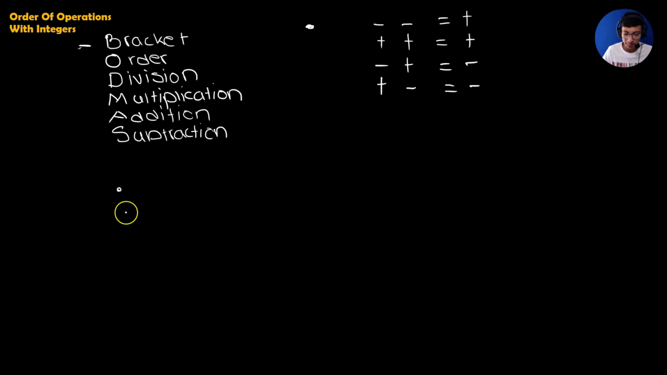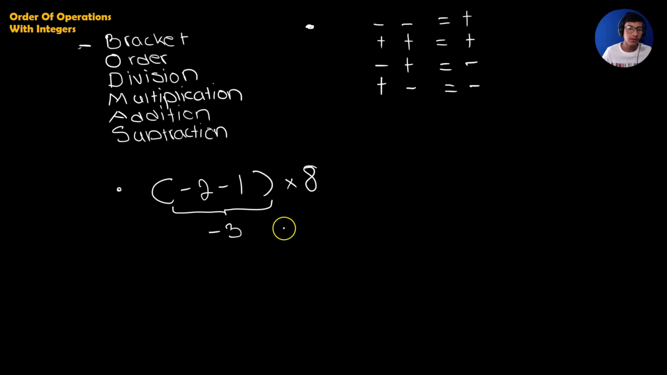Our first example is bracket -2 - 1 close bracket, times 8. What we want to do first is look at our order of operations. The first thing on our list is brackets, so we do the brackets first. For -2 - 1, we start at -2 and go to the left by 1, so it equals -3.